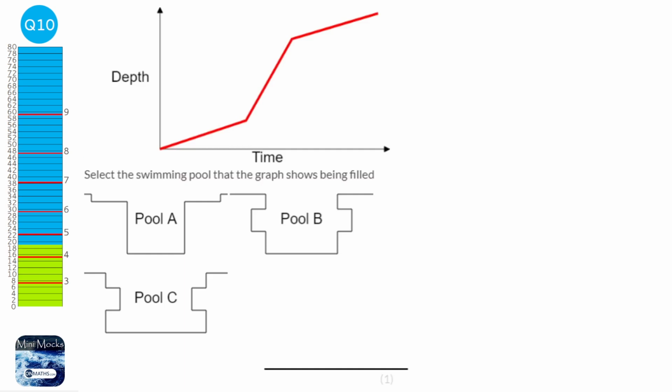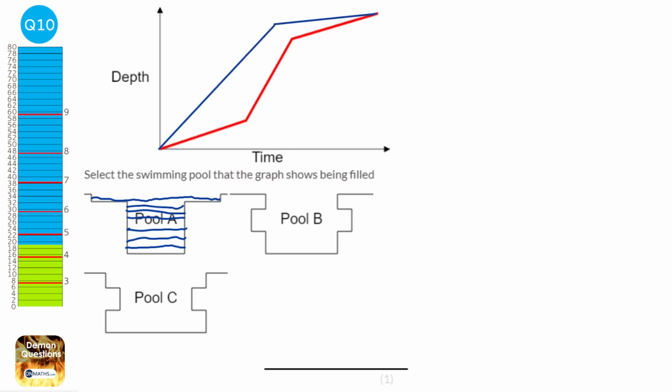So pool A, first of all, we've got water coming into it, and it's actually going to go quite quickly initially, and then it will hit a point at the end where it will go really quite slowly because it's a wider pool. So we would imagine that the graph for pool A would go quite quickly at the start, and then at the end it would go much slower.